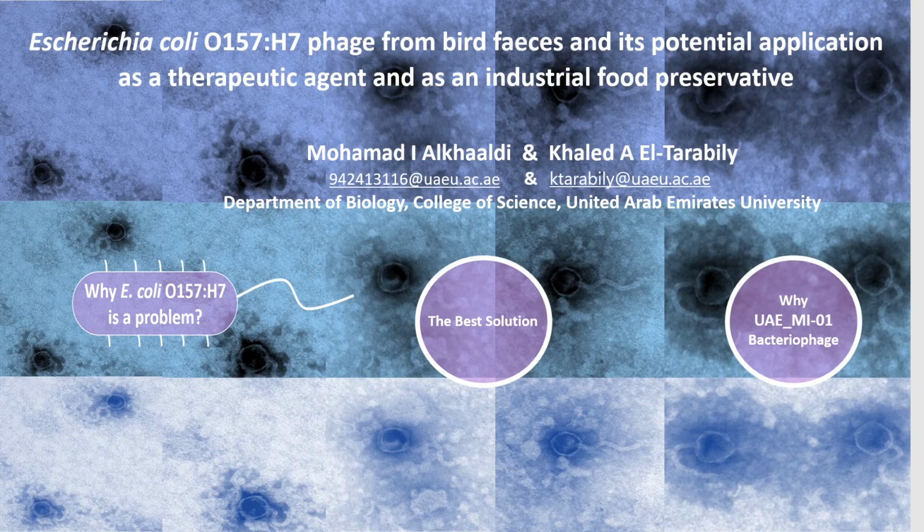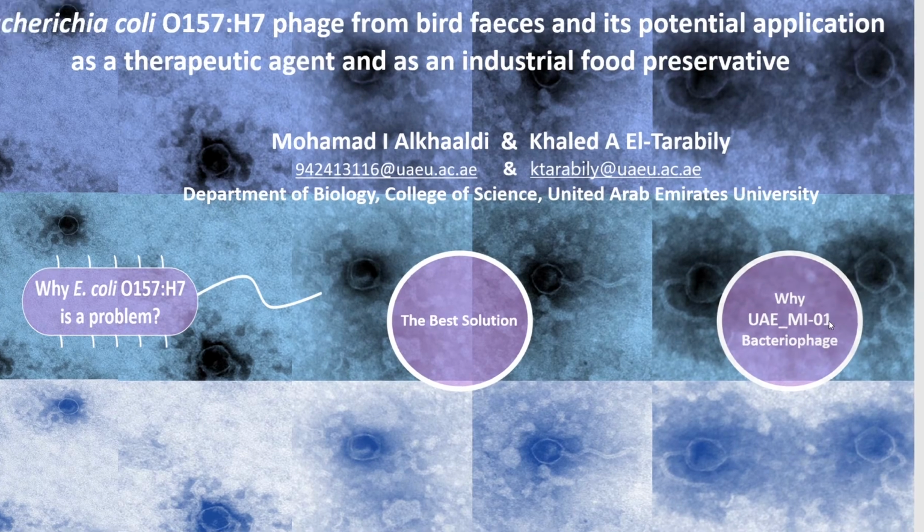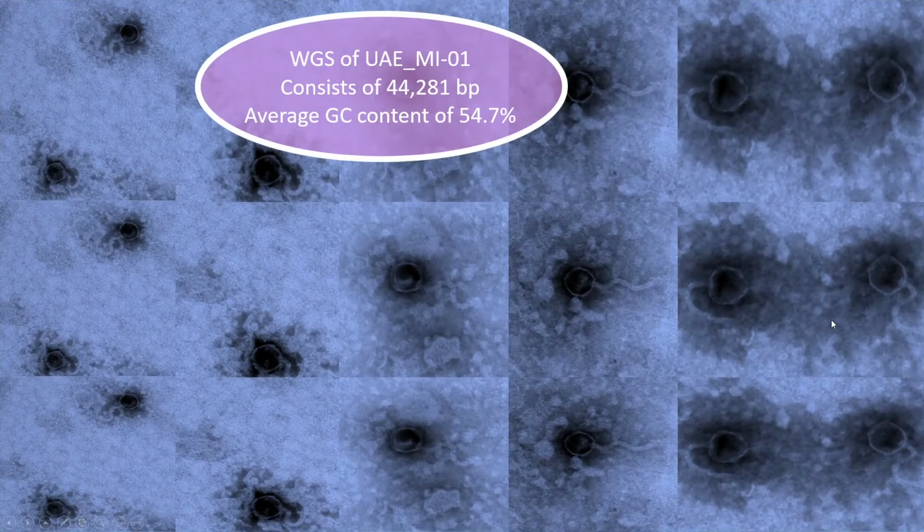So, why can this phage be an ideal biopreservative? The whole genome sequencing of UAE MI01 phage revealed that its genome consists of 44,281 base pairs with an average GC content of 54.7%. So this is a very small bacteriophage.